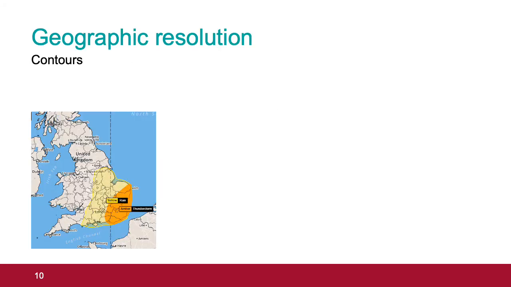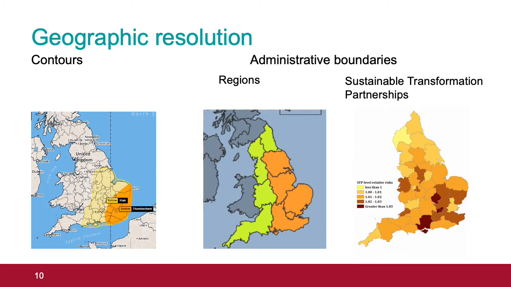So there are a number of considerations around geographic resolution beyond just the resolution of your warning. You may want to issue warnings by areas of interest, or you may want to issue them by administrative boundaries. So I've got some examples here like that. I've got contours, which is essentially areas of interest.